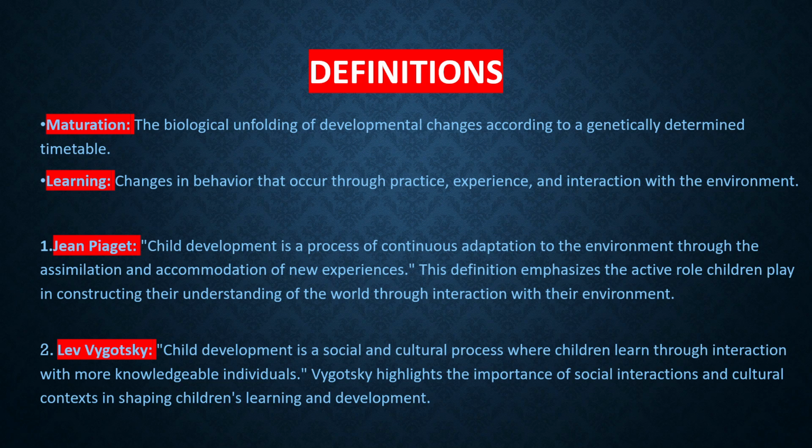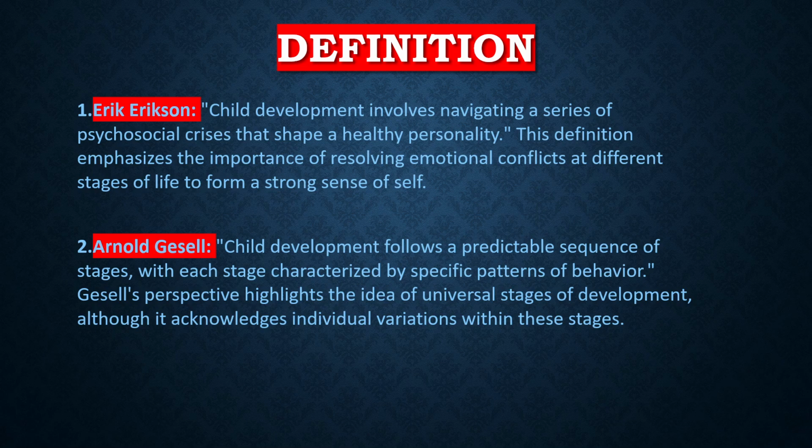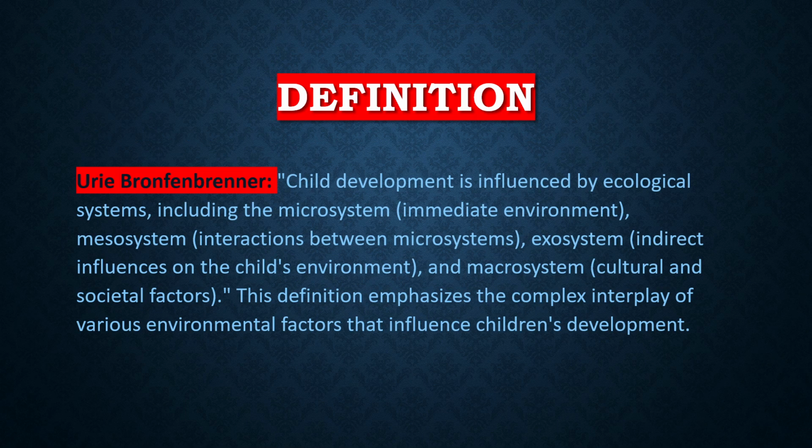Then we have learned certain definitions by Jean Piaget and Lev Vygotsky. For Jean Piaget, you have to remember the word environment. For Lev Vygotsky, you have to remember the words culture and society. Then Erikson, you have to remember the word psychosocial. Then Arnold, I think he did not give any specific word. He said child development follows a predictable sequence, and that variation continues to take place as the child develops, right? Then Yuri also said something similar to what Vygotsky said, that is culture and society.